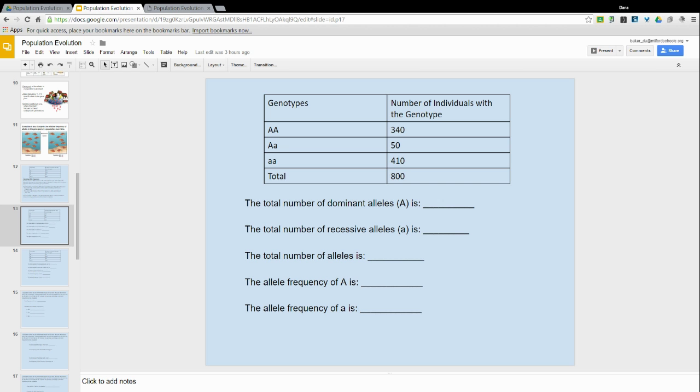All right, the frequency of the little a allele now. So we're going to take 310, which is the total of little a's in the population, divide it by the total of all of the alleles, and we will get 0.52. All right, so hopefully you did well. Hopefully you got that. If not, again, please ask questions.